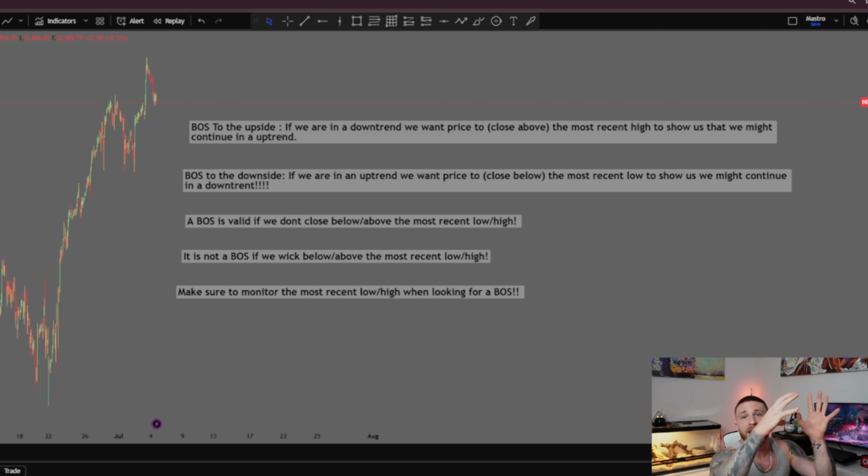If we are in an uptrend and we want to look for a break of structure to the downside, we're going to monitor those lows, the most recent low. So if we form a low and then we form another low, and we didn't break structure yet on that other low, we form another low, we monitor that most recent low, and then we break structure on that one, bang. We're good. Break of structure to the downside.